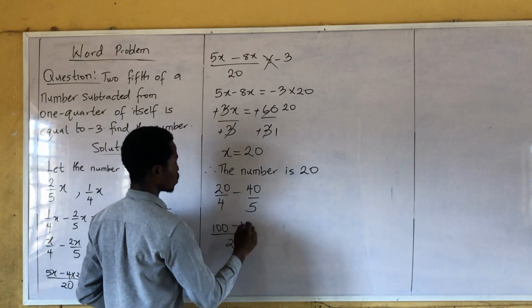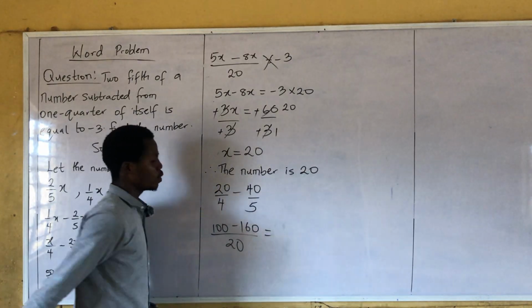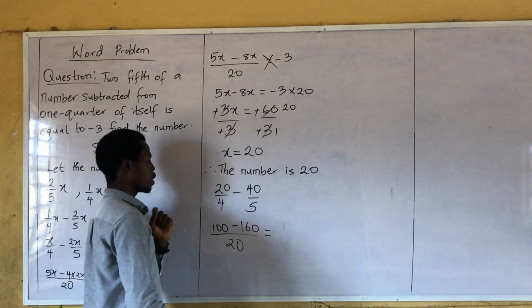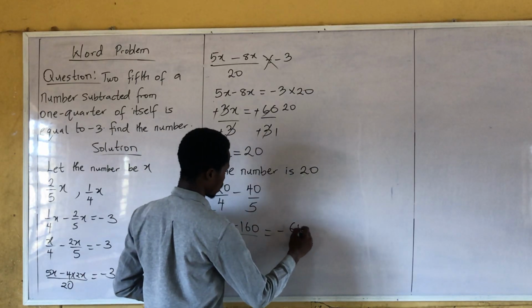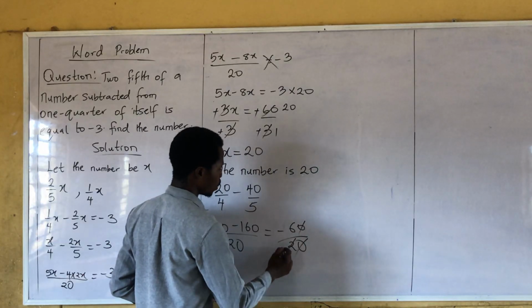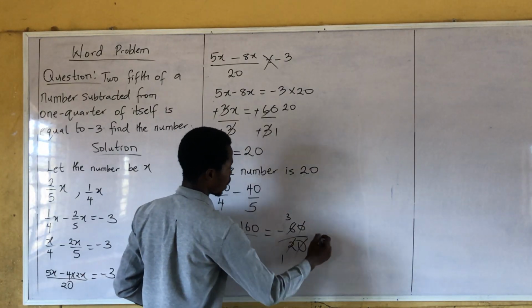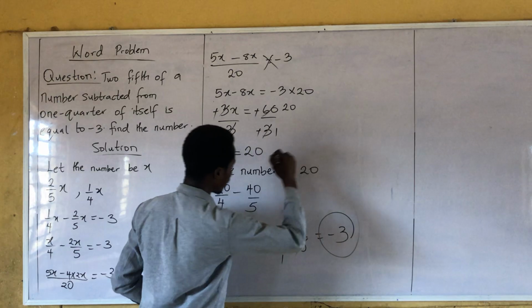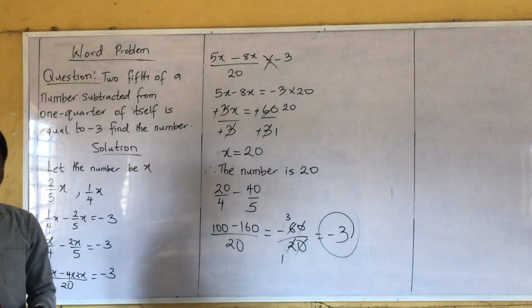4 times 40 is 160. So if you do 100 minus 160, we're going to have -60 over 20. In this case, 0 cancels 0, 2 in 6 is 3. So we have -3. So that means our answer is correct.